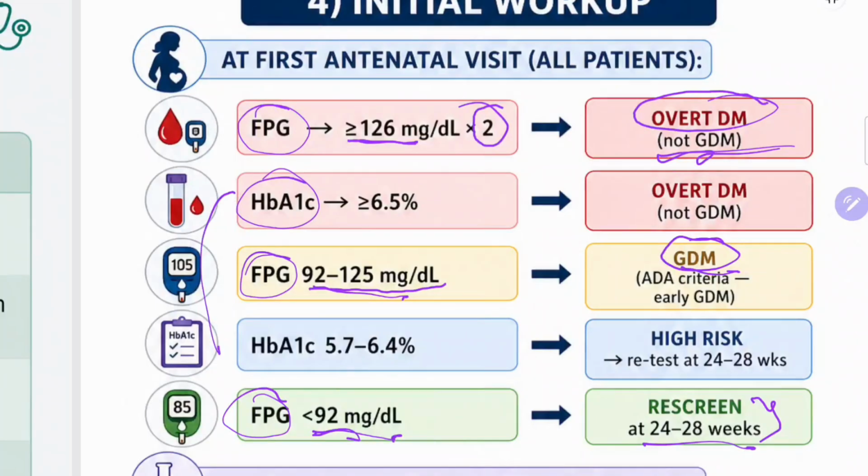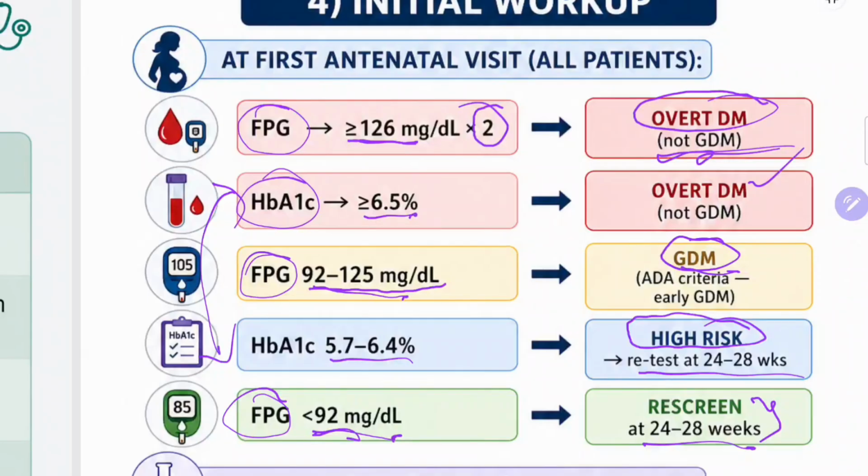Now the role of HbA1c is less in pregnancy because of decreased RBC volume. Whenever there is some problem with the RBCs, either by hemolysis or by dilution or something which decreases their volume or production, HbA1c has less role to play. Even then, if HbA1c is more than 6.5%, then it is likely overt type 1 or type 2 diabetes mellitus. If the HbA1c is 5.7 to 6.4, then it is a high risk case. You can't say it is GDM. Retest at 24 to 28 weeks.